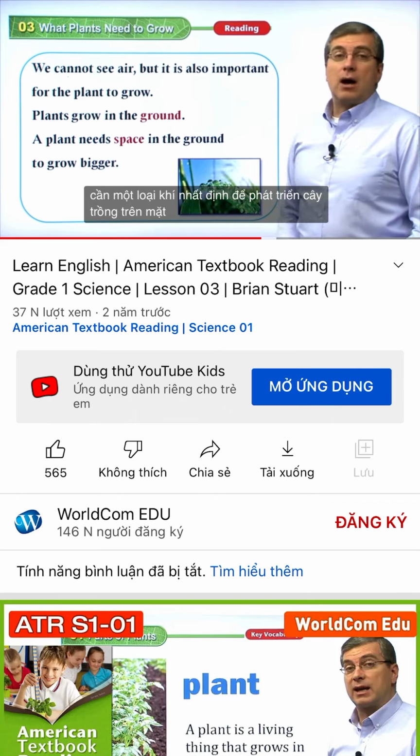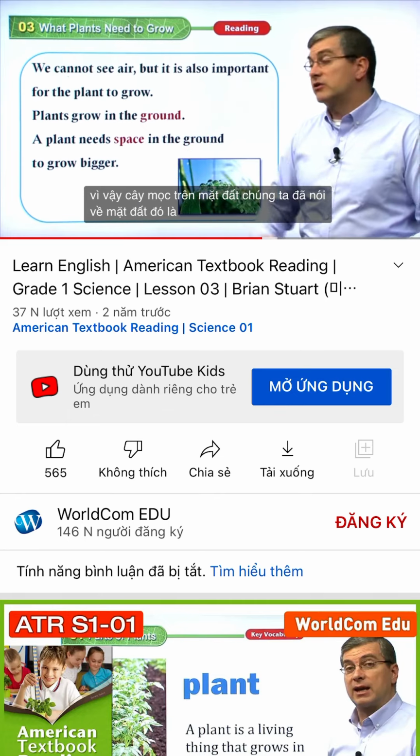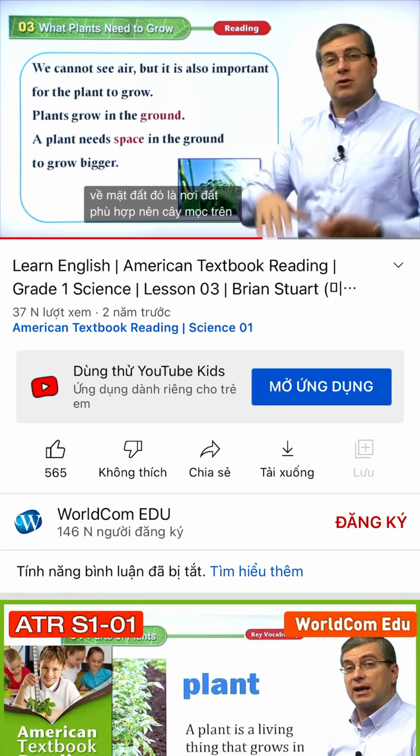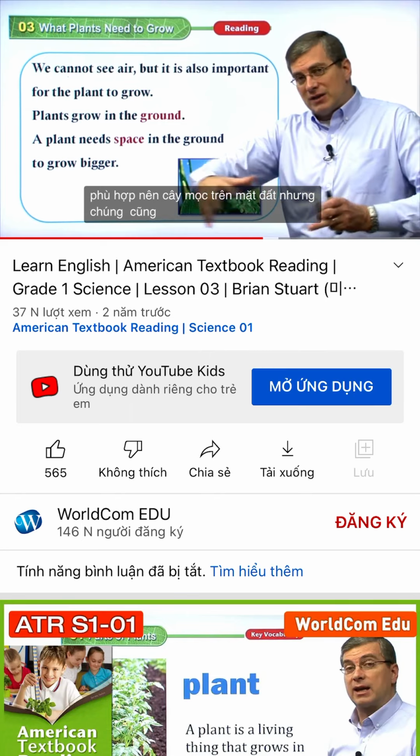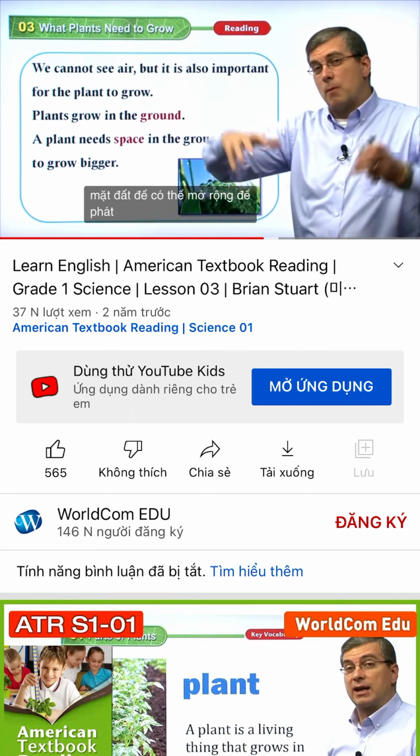Plants grow in the ground, okay? So plants grow in the ground, we talked about that. The ground is where the soil is, right? So plants grow in the ground, but they also need space around in the ground in order to be able to expand, to grow big and tall.